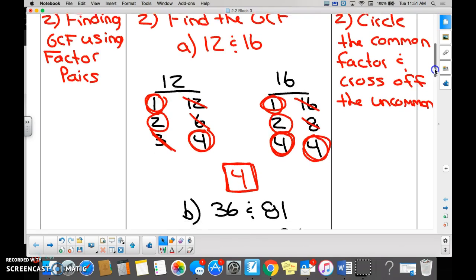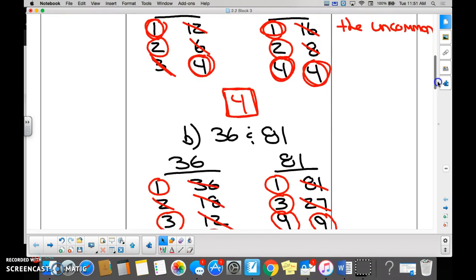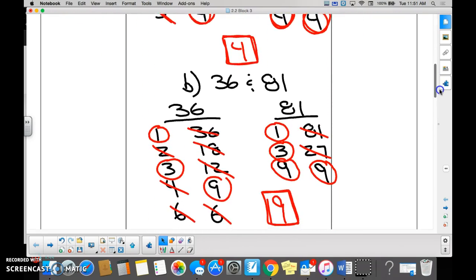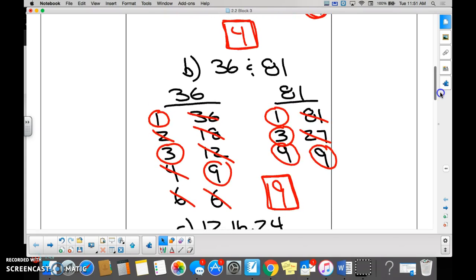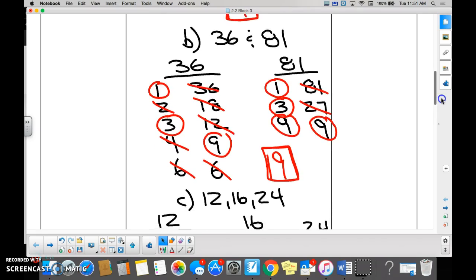Letter B is the same exact thing, just with two different numbers. We found all the factors of 36, all the factors of 81. We used our system of finding factors. We crossed off the ones that weren't in common, and we circled the ones that were. 9 is the greatest common factor.